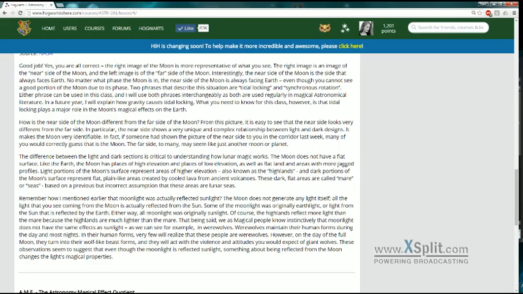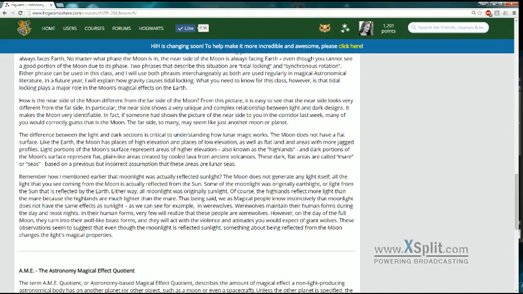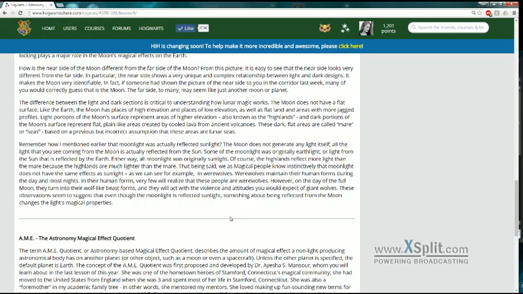Light portions of the moon's surface represent areas of higher elevation, also known as the highlands, and dark portions of the moon's surface represent flat, plain-like areas created by cooled lava from ancient volcanoes. These dark flat areas are called mare, or seas, based on a previous but incorrect assumption that these areas are lunar seas. Remember how I mentioned earlier that moonlight was actually reflected sunlight?